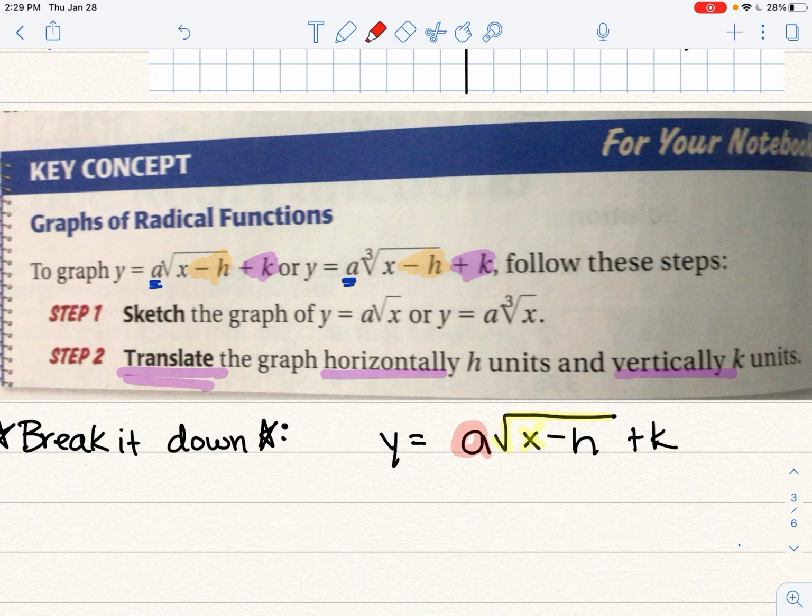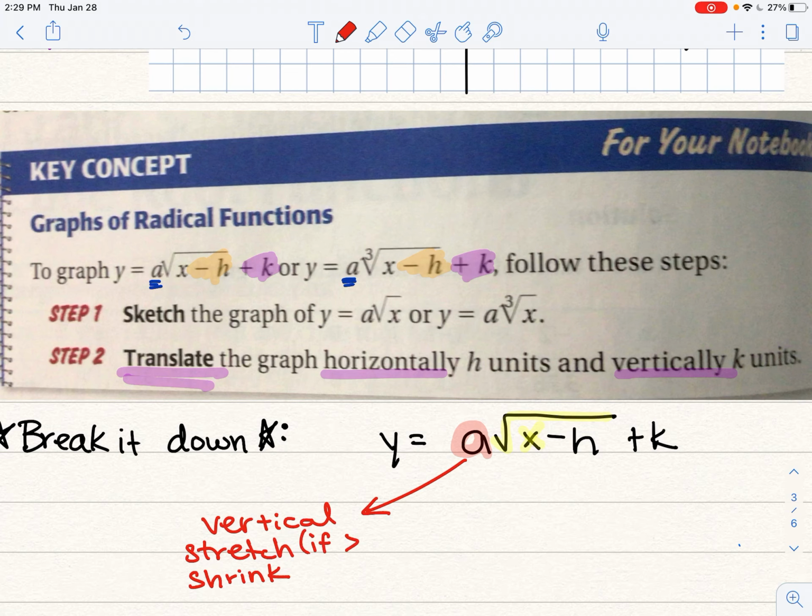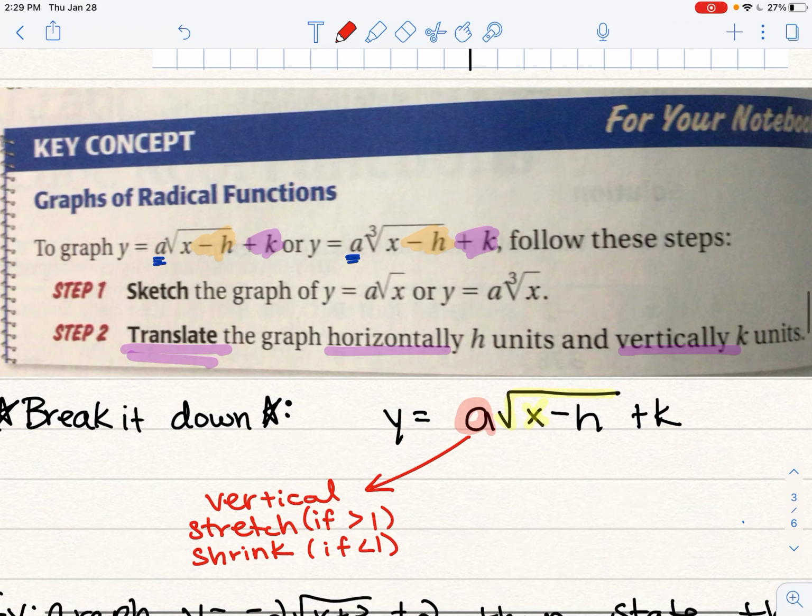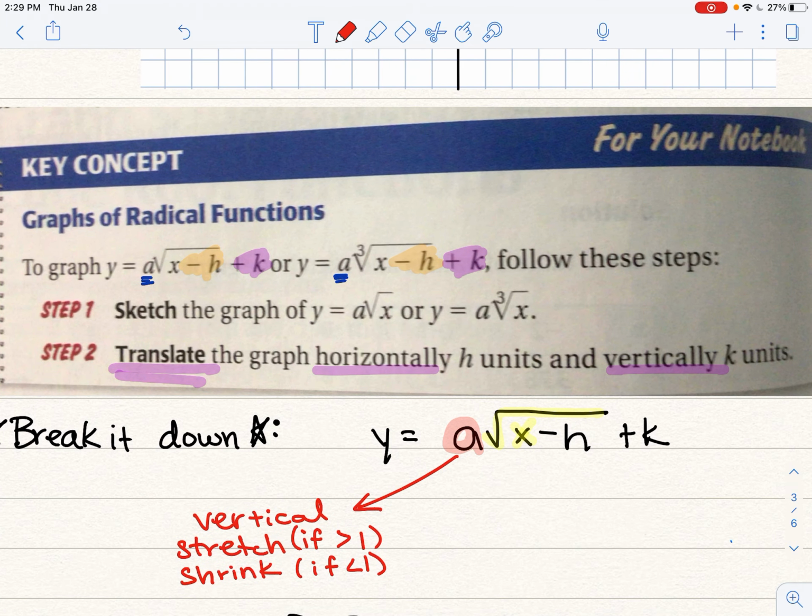Okay, the number in front here, this a, whatever number is multiplied in front is always the vertical stretch or shrink, okay? It's a stretch if it's greater than 1, and it's a shrink if it's less than 1. Okay, so there's kind of the code to that. Whatever number's there. Also, if it's negative, there's a reflection. Okay, so if a is negative, then it's a reflection where it also flips.